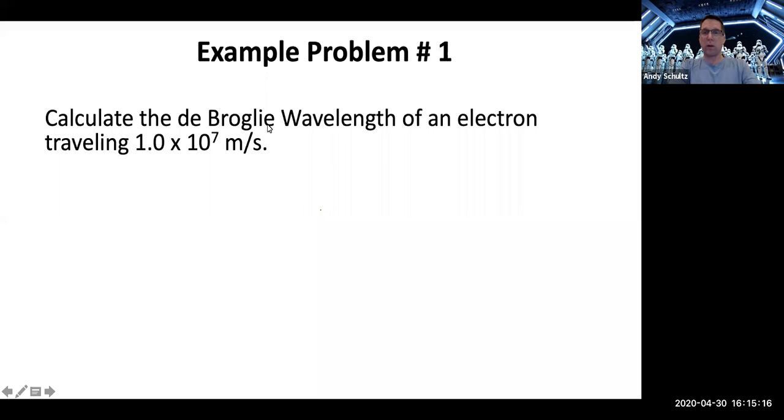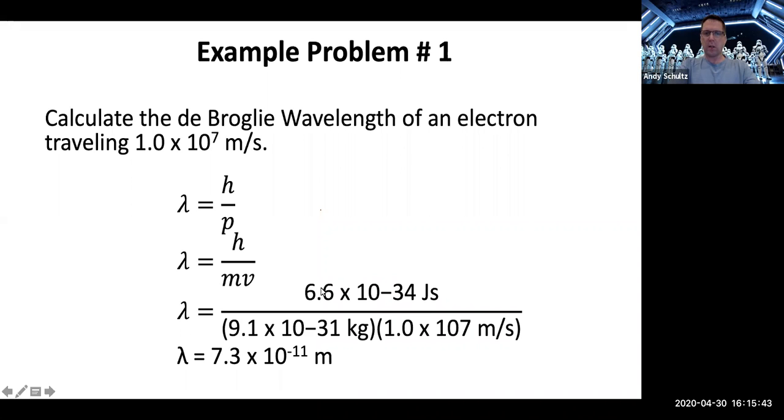Calculate the de Broglie wavelength of an electron traveling at 1.0 times 10 to the 7 meters per second. So what's the wavelength of this electron? We've got the velocity there. How can we do this? Well, lambda equals h over p. So we know from first semester, p equals mv. If we know the mass of the electron, which we can look up, and we know the velocity of the electron, and we know Planck's constant, we can do this.